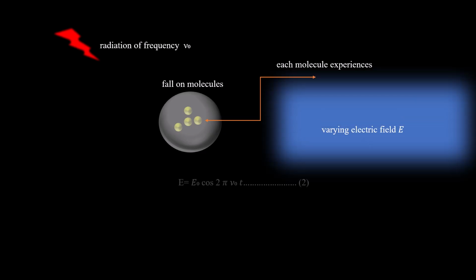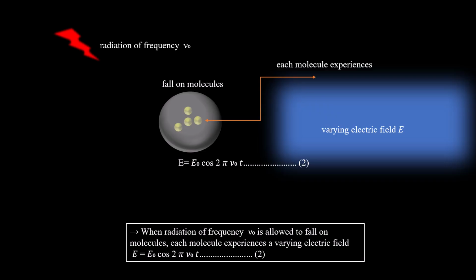Now, the varying electric field can be expressed as E equal to E0 cos 2 pi nu 0 t. It can be taken as equation number 2.